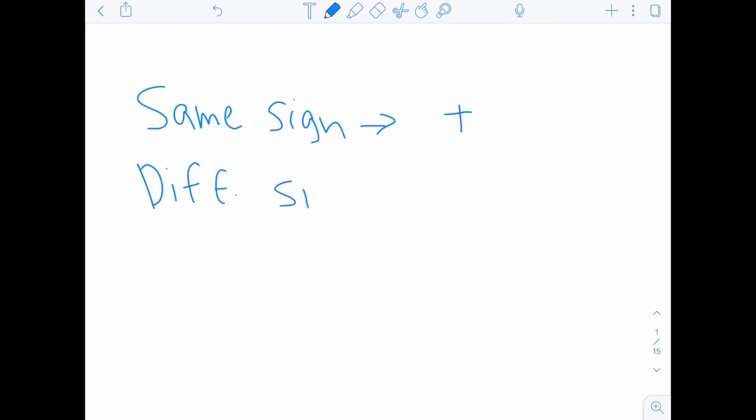So if you remember doing operations with integers, it's the same thing with rational numbers when it comes to multiplying and dividing. So if they have the same sign, then the product or the quotient is going to be positive. And if they have a different sign, then the product or quotient is going to be negative.